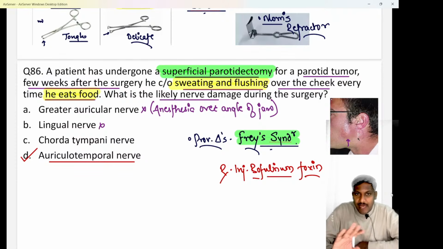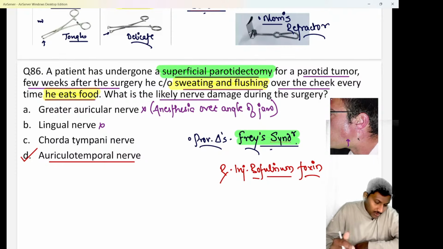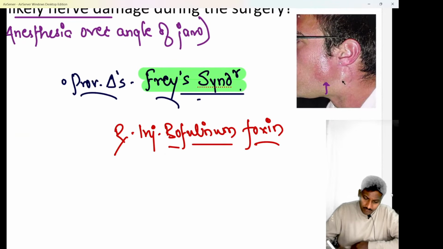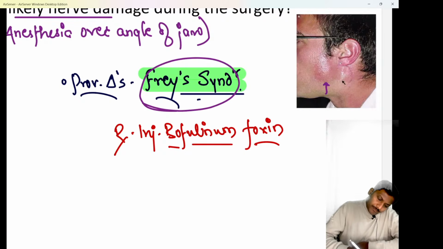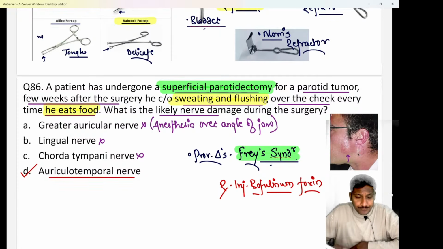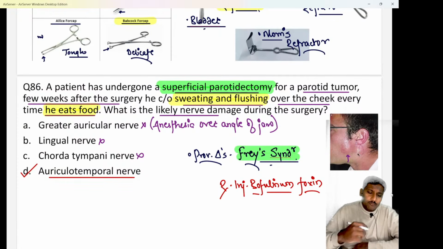Lingual nerve is not damaged in parotidectomy surgery. Lingual nerve is damaged in granular surgery or floor of mouth surgery, and that causes loss of general sensations from anterior two-third of tongue. Clear? Chorda tympani nerve, again, it is not commonly damaged during parotidectomy surgery. If chorda tympani nerve is damaged, patient will have loss of taste sensations from the anterior two-third of the tongue. Clear? So here it is the auriculotemporal nerve injury which causes this Frey syndrome, and the treatment is you can give an injection of botulinum toxin to kill those aberrant fibers. You can give injection of botulinum toxin.